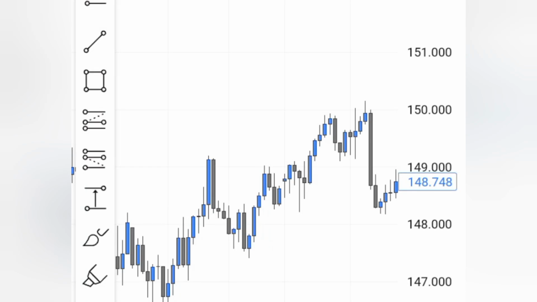This order block and fair value gap strategy is the best. It will help you to trade with confidence in the market.